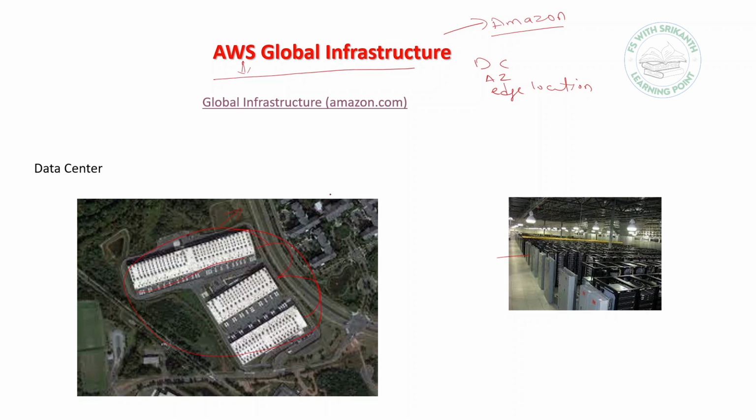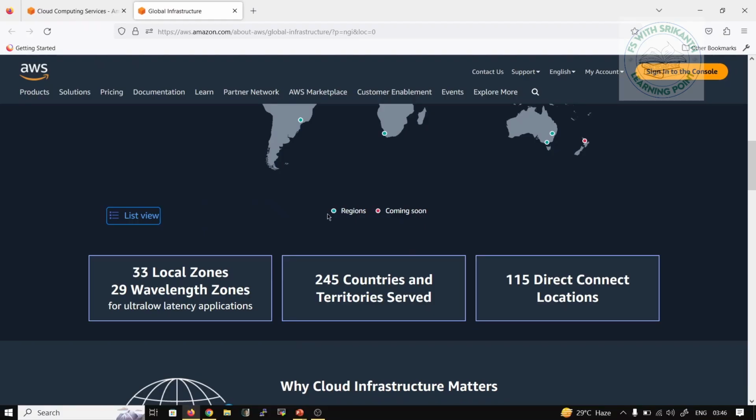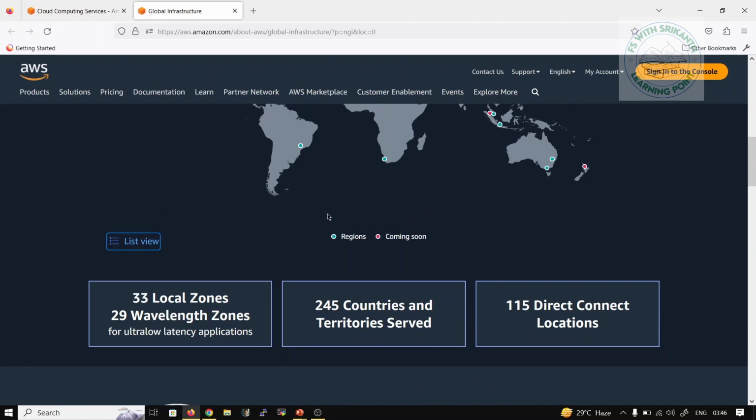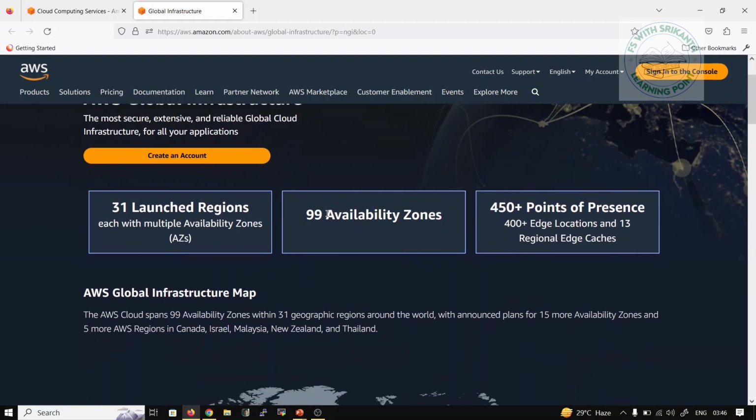Geographical regions: AWS divided the world into separate geographical regions. Each region contains multiple availability zones, which are essentially isolated data centers within the region. Till now, 39 regions are launched, with 99 availability zones and 400 plus edge locations. There are 33 local zones, 245 countries and territories served, and 115 direct connected locations. This is official information.